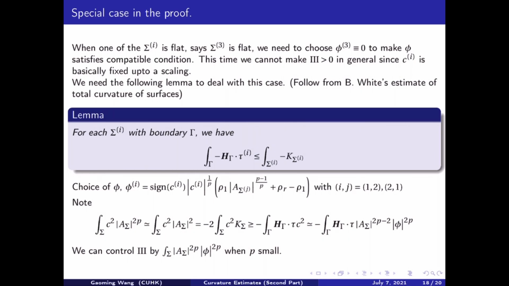For this case, we need the following lemma due to Brian White. This lemma tells us the geodesic curvature of the boundary can be controlled by interior curvature. So if we choose phi in this way, then we have the following formula. Note that there are two approximation terms since as p goes to 1, they will become closer. So we can control the third integration by this integration by choosing p close to 1. After that, we can follow the steps in the previous proof.